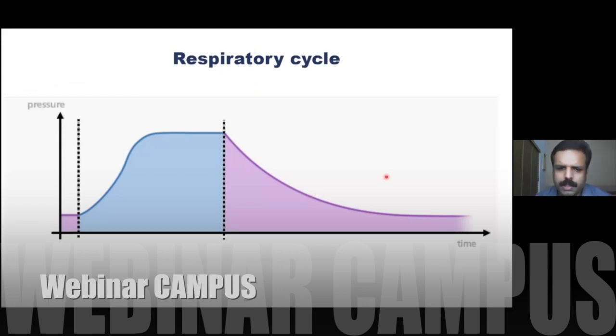Yeah. So now coming to the respiratory cycle. Again, a very basic part. This is the usual respiratory cycle. So the cycle begins with a what? How will you begin? You begin with a trigger. So the first point will be a trigger.